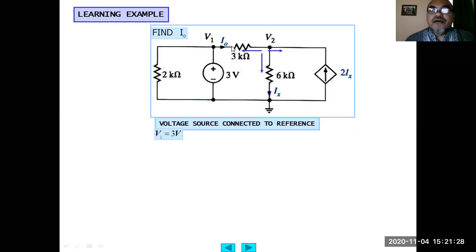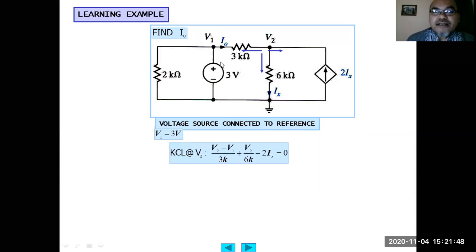Find Io. So Io is the current flowing through the 3 kilo ohm with the direction to the right, from V1 to V2. Be careful with the direction later. The voltage source connected to the reference here gives V1 equals 3 volt. And now writing KCL at this V2 node.